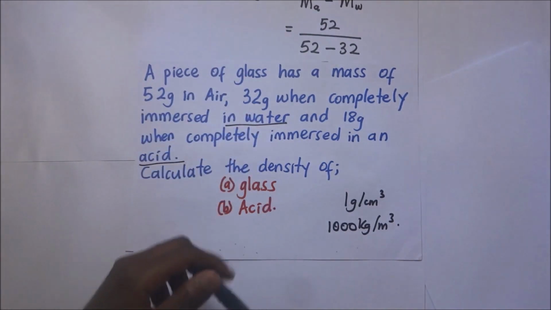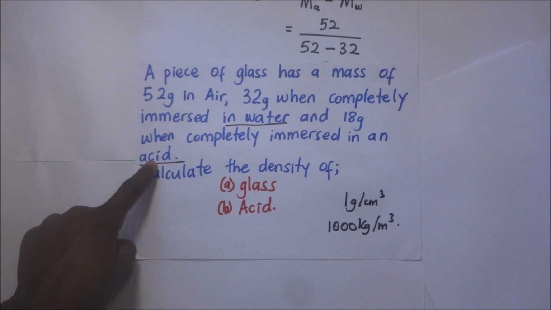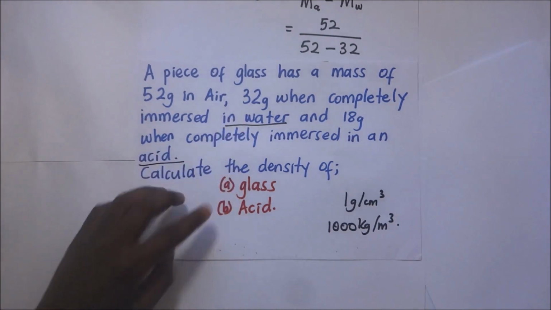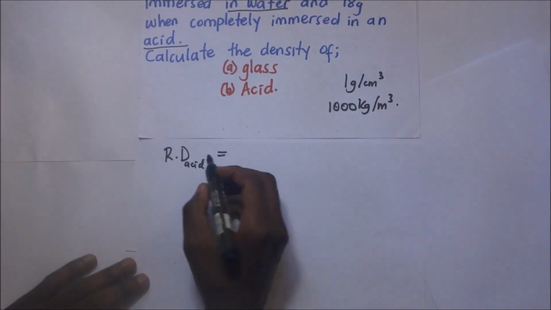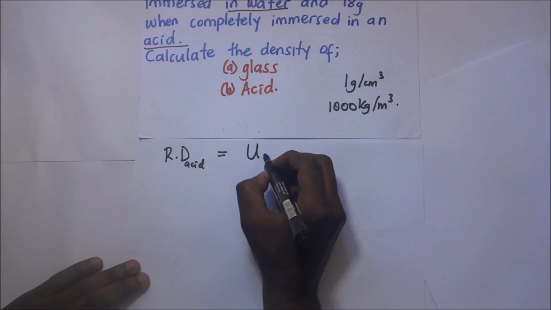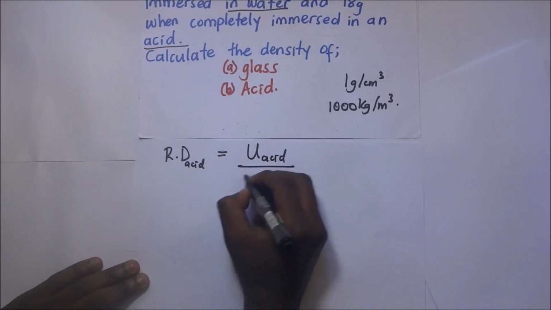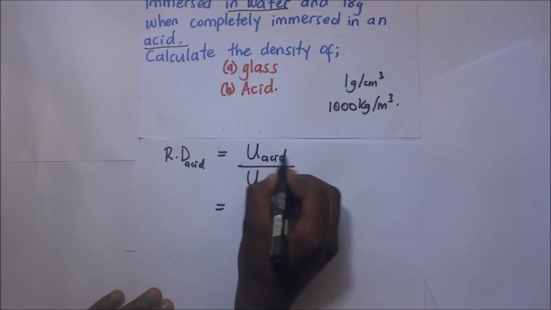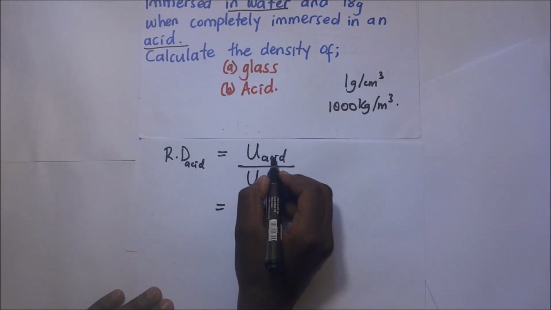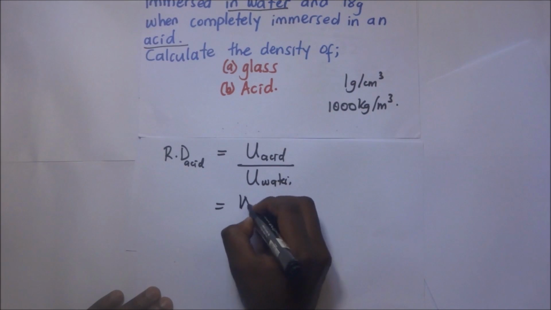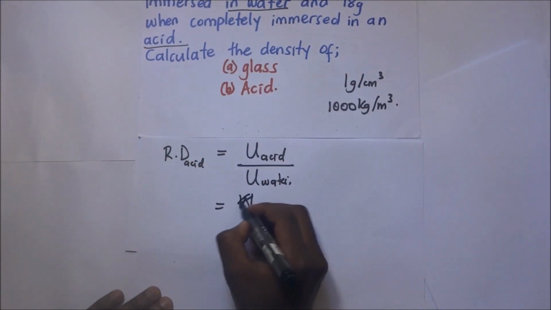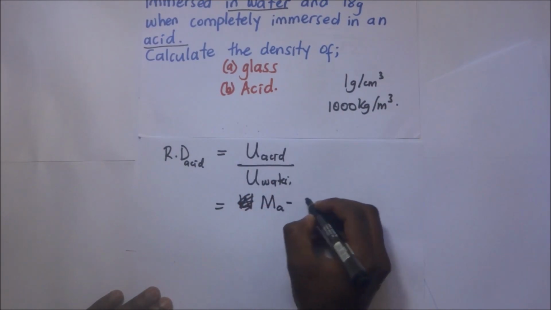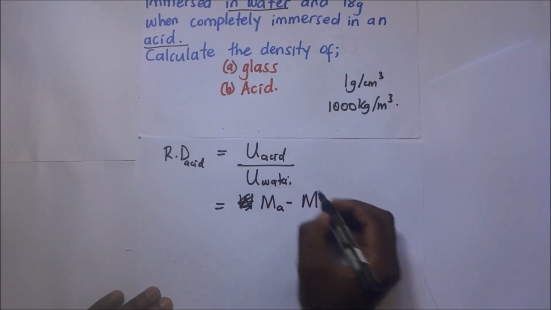In other words, it's the apparent loss in weight when the glass was put in acid, divided by the apparent loss in weight when the glass was put in water. So that is the formula that we quote. Meaning the relative density of the acid is the upthrust experienced by the glass when it was in the acid, divided by the upthrust experienced when it was in water. This is the same as saying the upthrust experienced in the acid is the apparent loss in weight when it was put in the acid, which is given by the weight. In this case we have mass, so we shall use mass. It's going to become the mass when it is in air minus the mass of the piece of glass when it was in the acid.